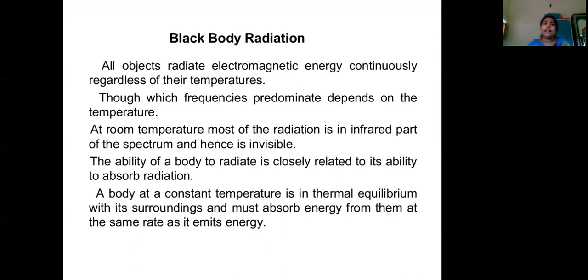A body at a constant temperature is in thermal equilibrium with its surroundings and must absorb energy from them at the same rate as it emits energy. So thermal equilibrium means the rate of emission is equal to the rate of absorption. The ability of a body to radiate is closely related to its ability to absorb radiation. So a good absorber is always a good emitter.